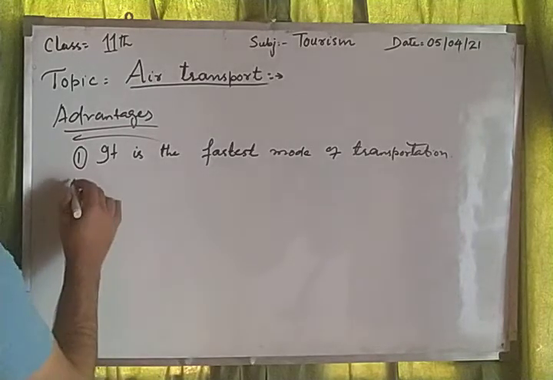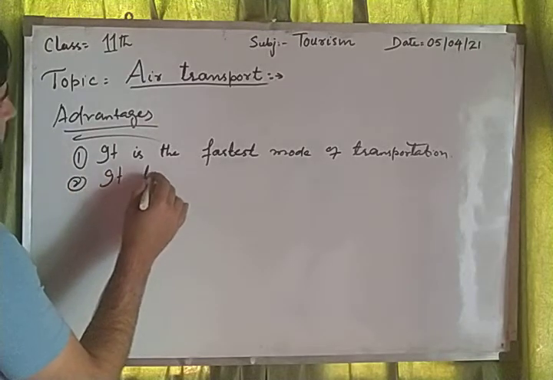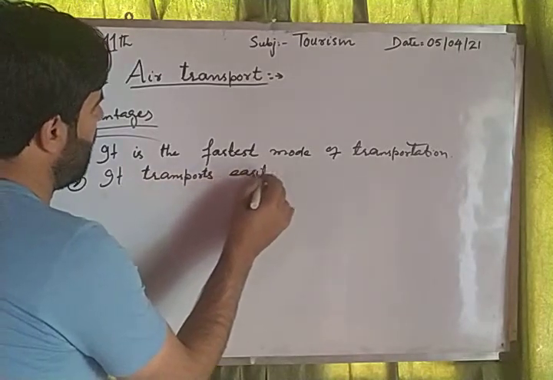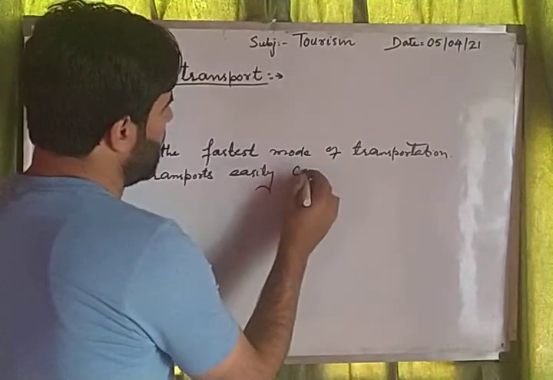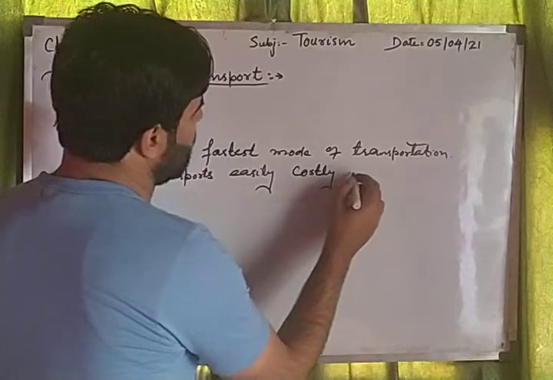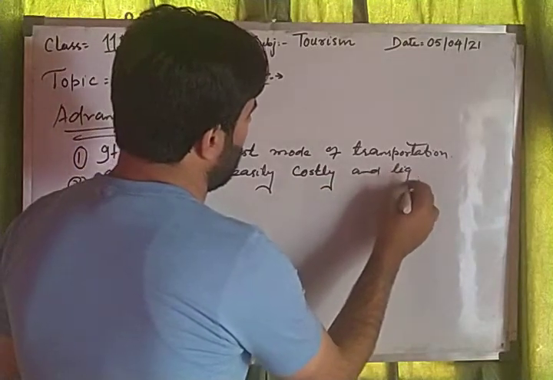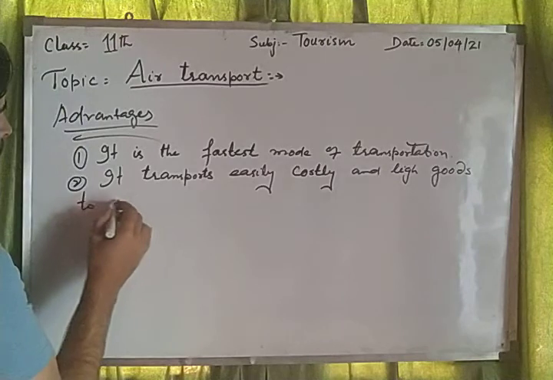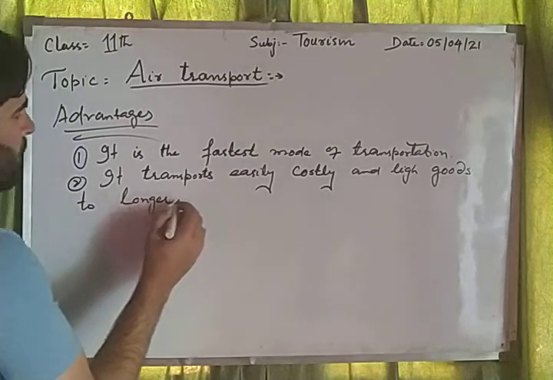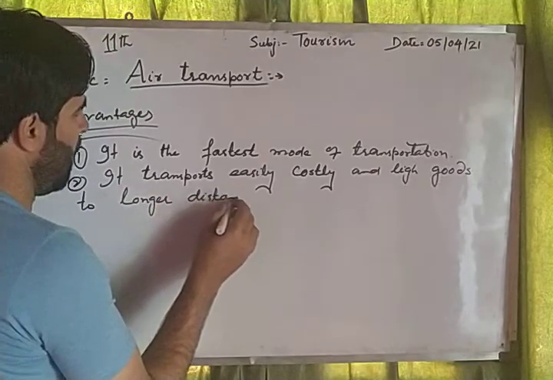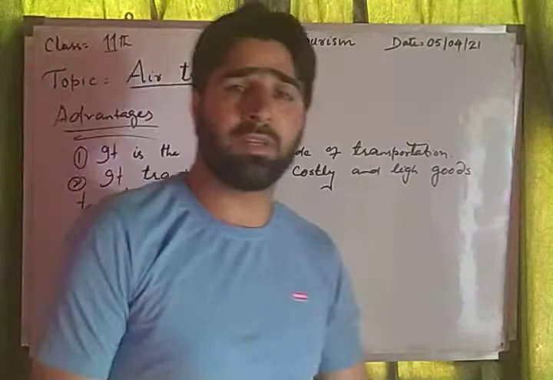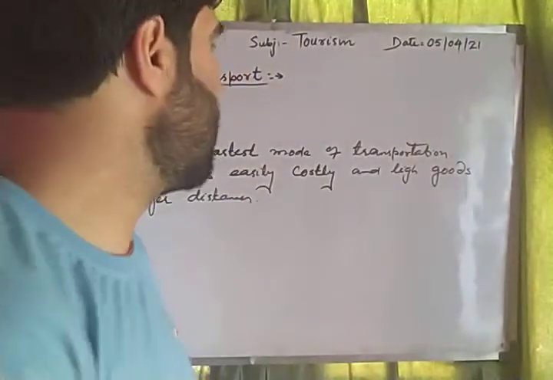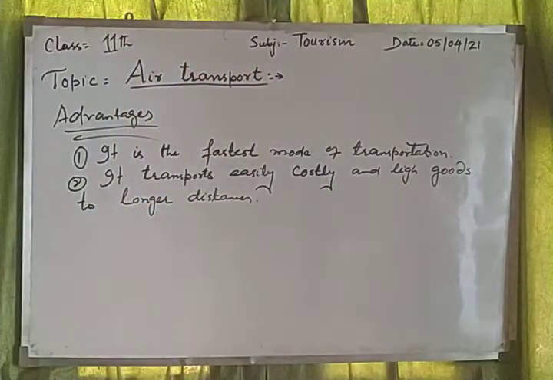Number second advantage, it transports easily costly and light goods to longer distances. Yani air transport ke zariye ko is kahte cheez chahe se costly as chahe se light as chahe se variya heavy as se ko is ek jay pet dikhe jay aram sath wat noy, right?